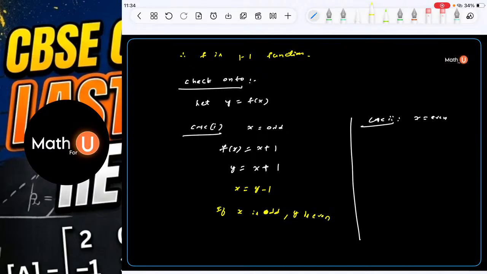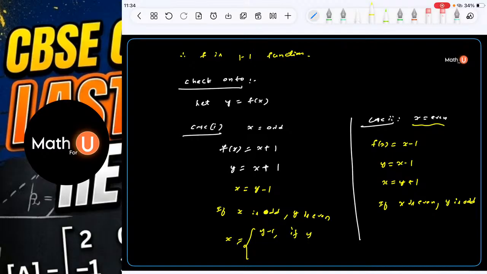Okay, in the second case, f of x equal to x minus 1, y is equal to x minus 1, x is equal to y plus 1. If you consider x is an even number, y is odd. Then from here x is y minus 1 if y is even, y plus 1 if y is odd. There are two possibilities we get.